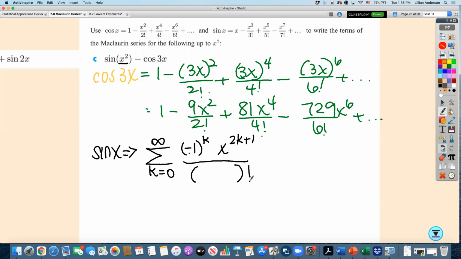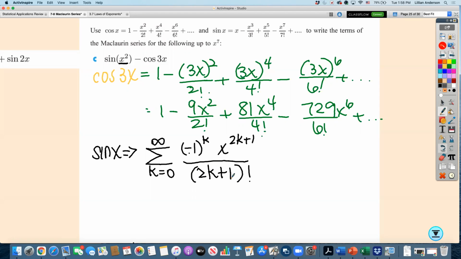What's the denominator going to be? What is it? 2k plus 1 factorial. That's how we're able to get, if I plug in 0, that'll give me a 1 factorial, which is 1. I plug in a 1 for k, that gives me 3 factorial, plug in 2 for k, 5 factorial, so on and so forth.